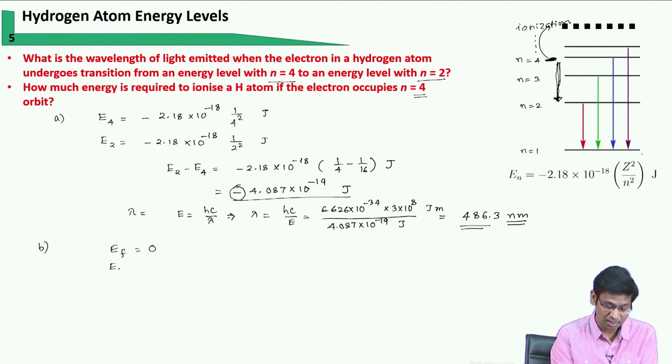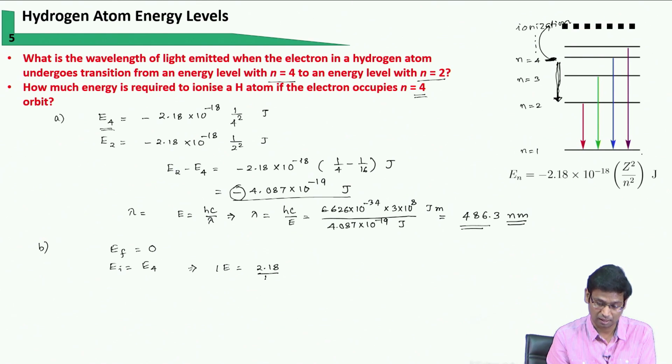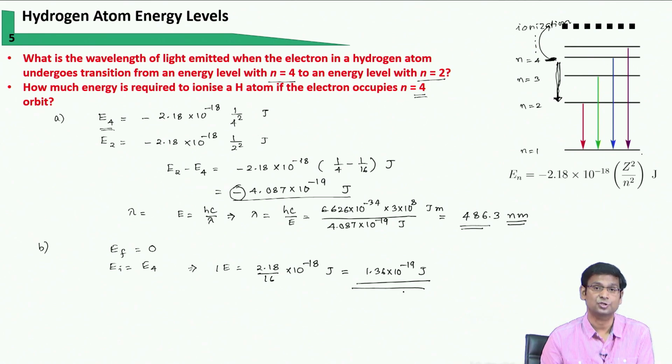And what is the E initial? E initial is simply E4. So, how much energy would you need for the ionization? To ionize this electron from n equals 4, you have to give the energy corresponding to this E4. So, 0 minus E4 would be simply the ionization energy, which is 2.18 divided by 16 into 10 to the power minus 18 joule, which turns out to be 1.36 into 10 to the power minus 19 joule. So, this is the ionization energy. It is simply the energy of that particular orbit from which you are ionizing the electron.